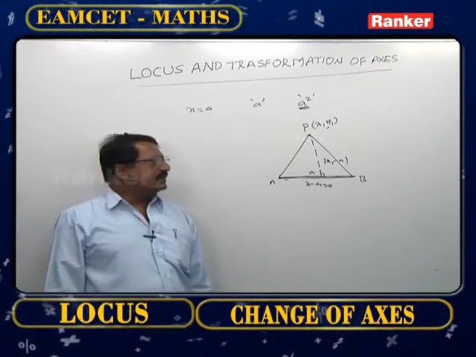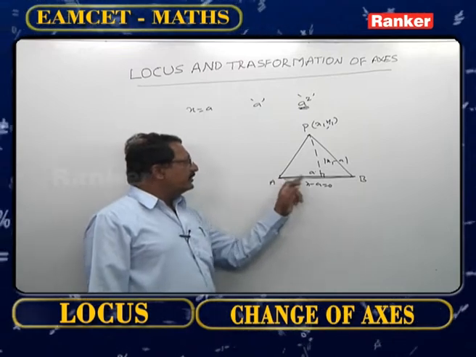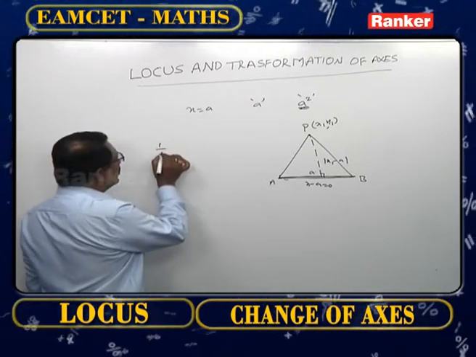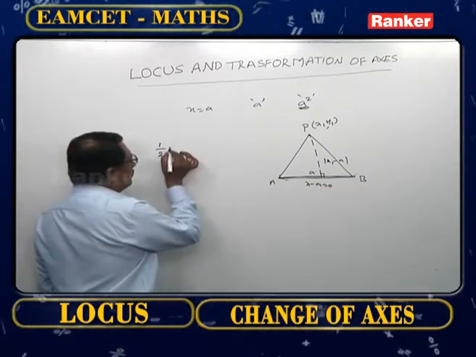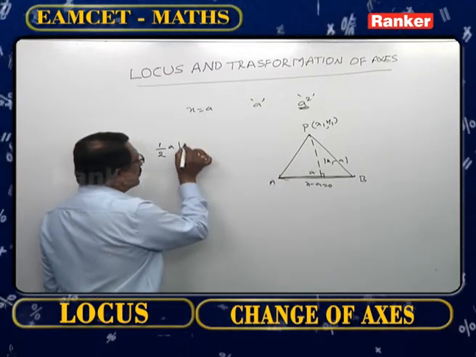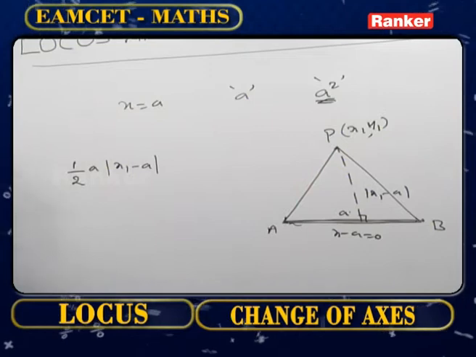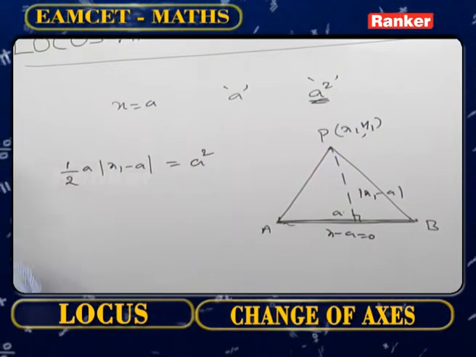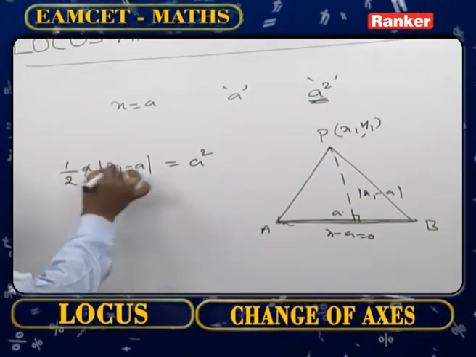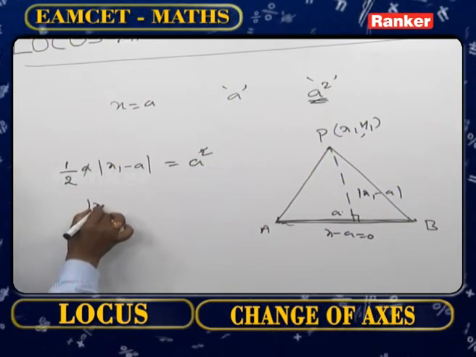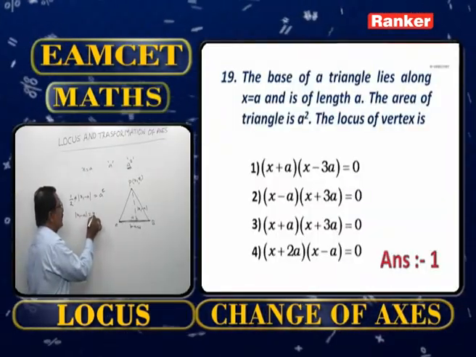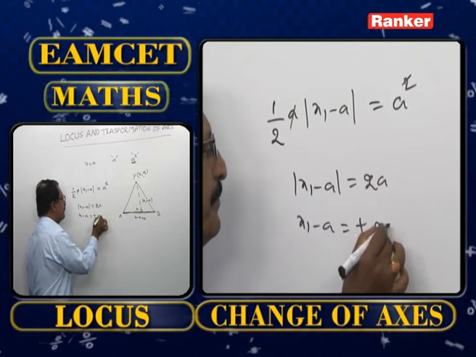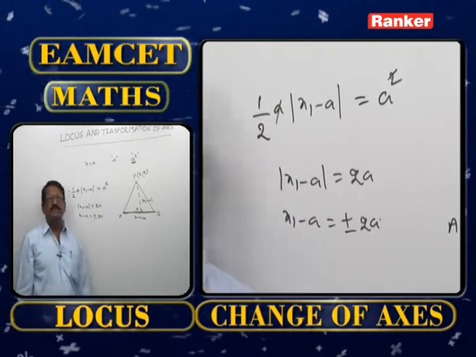Now the area of the triangle equals half into base into height. That equals half into a, where the base equals a and the height of the triangle is |x1 - a|. But the given area of the triangle is a square. Now on both sides, a cancels. Cross multiplying, |x1 - a| = 2a. Removing the modulus, x1 - a = plus or minus 2a.